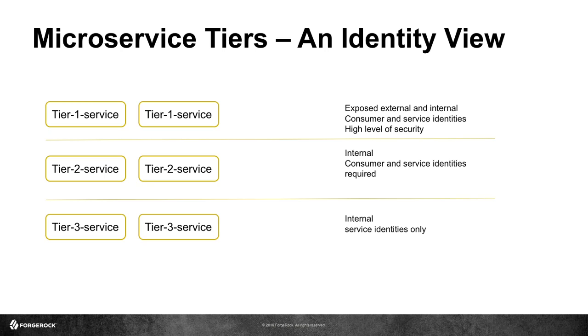And again, everybody's architecture is different. Maybe your services are all exposed to the public, in which case you have all tier 1 services. But we find with the customers that we're talking to, they often have backend services or internal services that don't require exposing to the outside world. So these are going to be called from other services internally, and so they're going to require service identities, but maybe these services also need to know who the end user was.